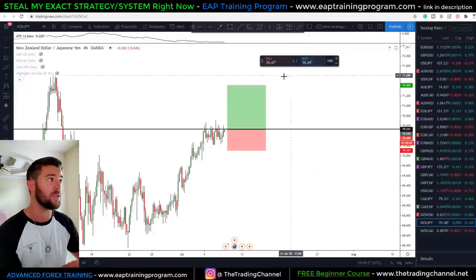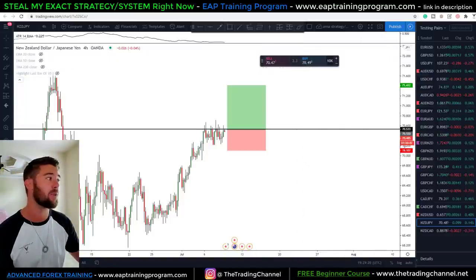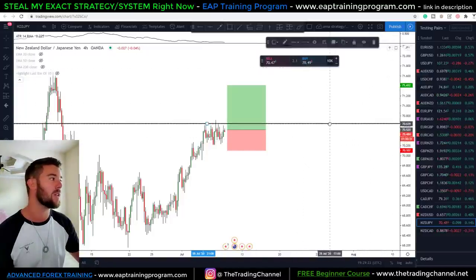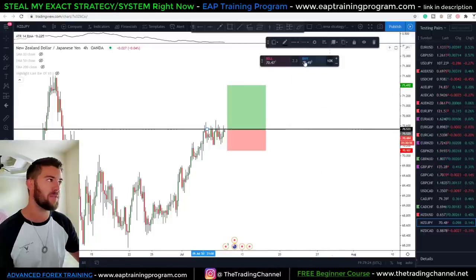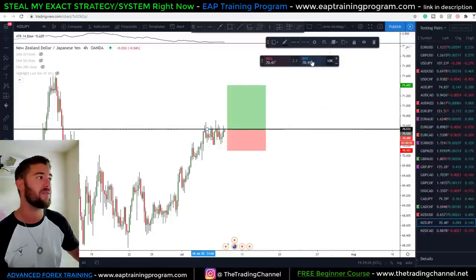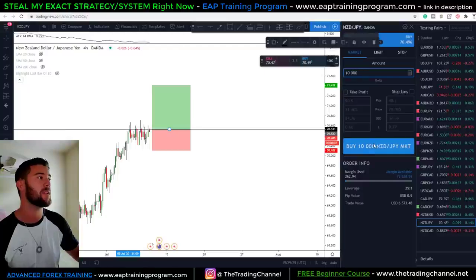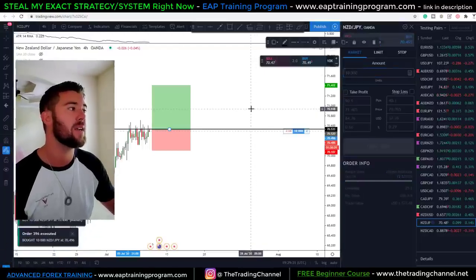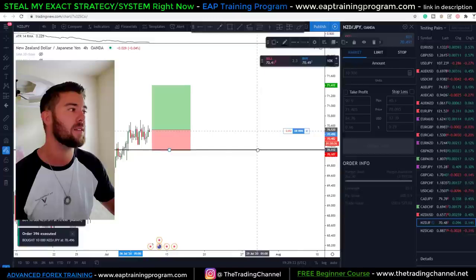And what we're going to do is go ahead and do that right now. We have a 2 pip spread. Price is currently near 70.48, so we should be filled somewhere around 70.50. Let's click buy, 10,000 units, click the buy button. And there we are, filled at 70.49.